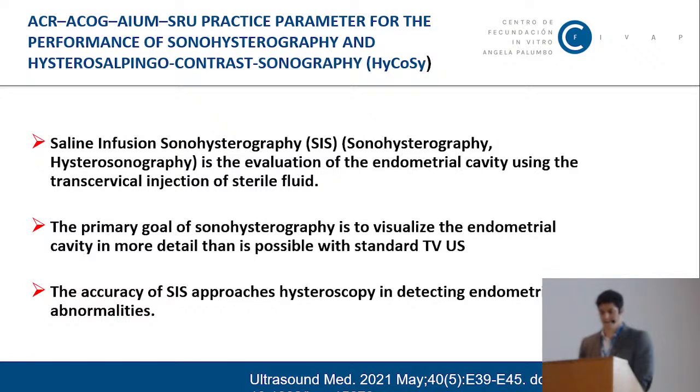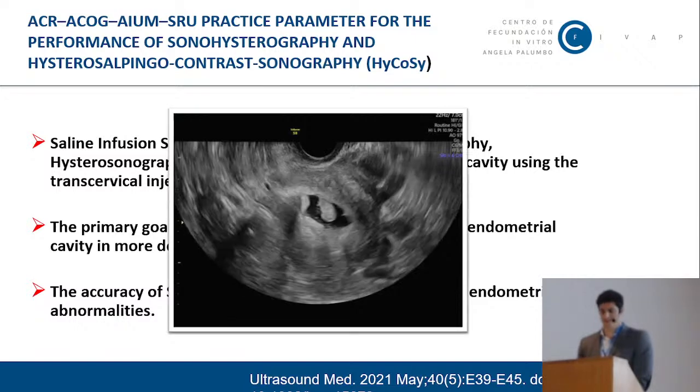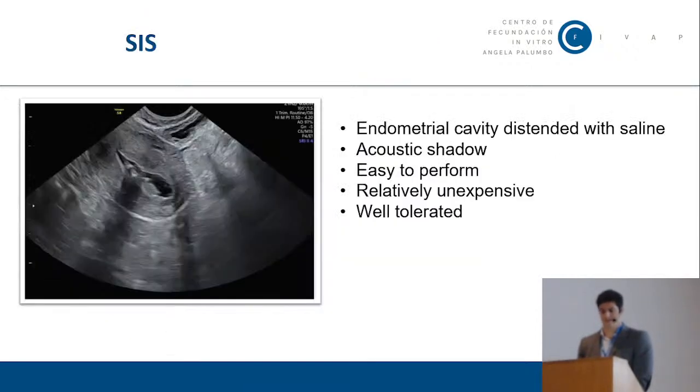The accuracy of SIS approaches hysteroscopy in detecting endometrial abnormalities. As you can see here, after administration of saline solution, the diagnosis becomes clear. As I mentioned, the saline solution distends the endometrial cavity, generating an acoustic shadow that allows perfect visualization of the inside part of the uterus. It is an easy, inexpensive, and well-tolerated technique for the patient.